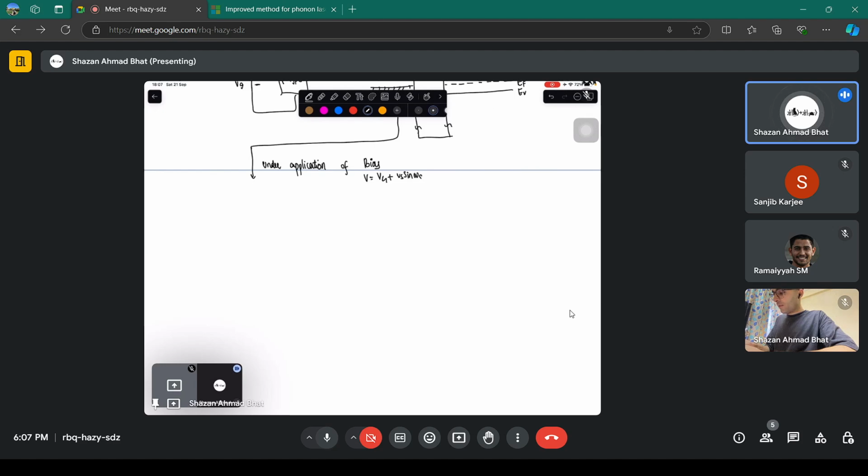Now, I'll tell you the reason why we do it. This is a DC voltage, and this is a small AC voltage. It's called a small signal. So this basically small AC voltage rides over the DC.